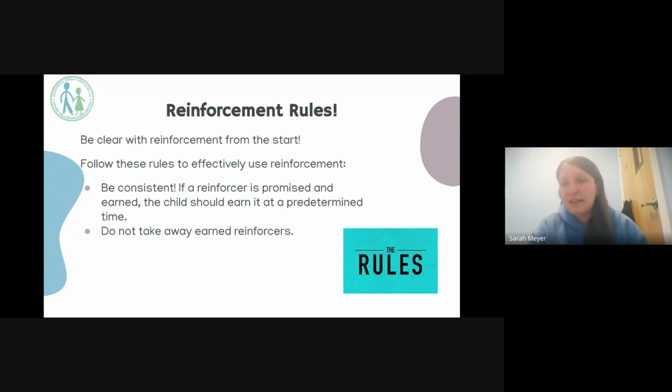Again, we're also not going to take away earned reinforcers. If the child earned that reinforcer for completing their schedule, we're going to make sure that they earn it, even if something else occurs. And we're going to set a time limit if it is access to a preferred item or activity. Again, we want to be clear and consistent, and we're going to make sure that the child knows that this isn't going to be free access. It's a reinforcer, it's a reward. We're going to limit it. So again, we're consistent with that.